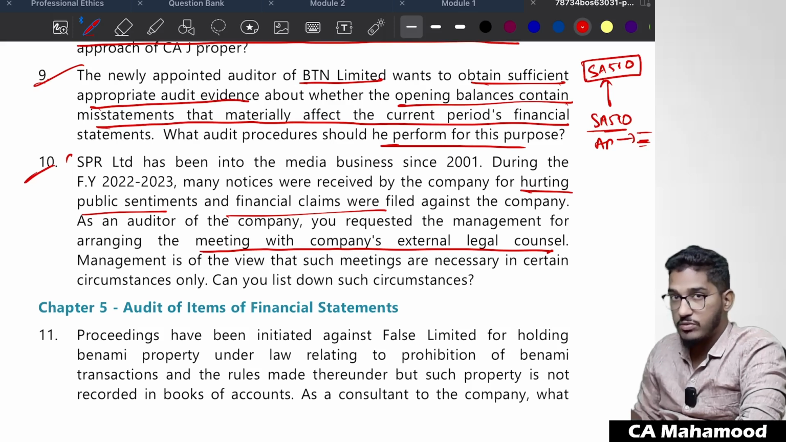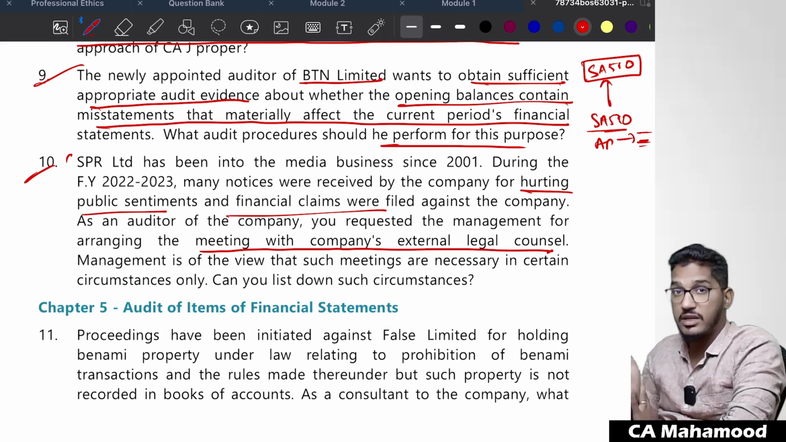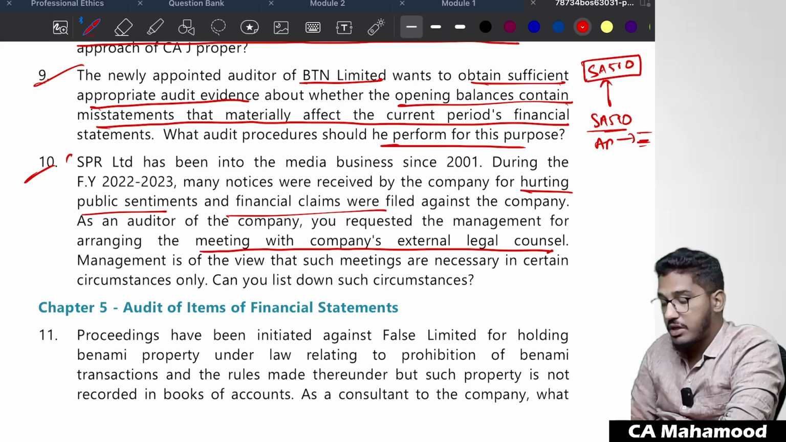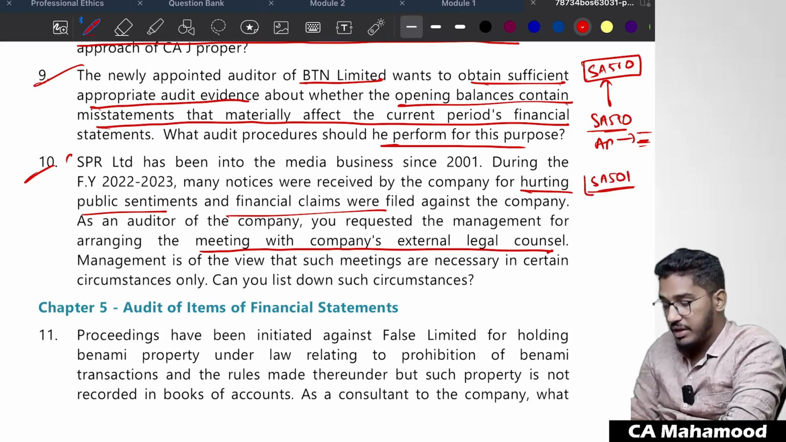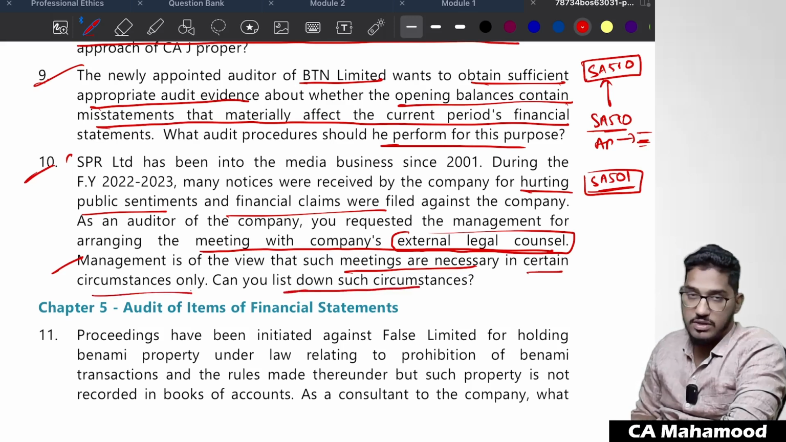The moment you read this, auditor wanting to meet with the entity's external legal counsel, the auditor is trying to obtain evidence regarding litigations and claims. Which standard talks about auditor's evidence regarding litigations and claims? SA 501. So after SA 500, now SA 501 should come to your mind. Now, the specific issue of the question: the auditor wants to meet the entity's external legal counsel, but management is of the view that such meetings with the external legal counsel are necessary only in certain circumstances. Can you list down such circumstances?